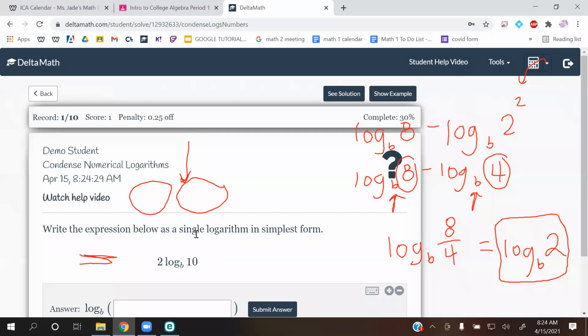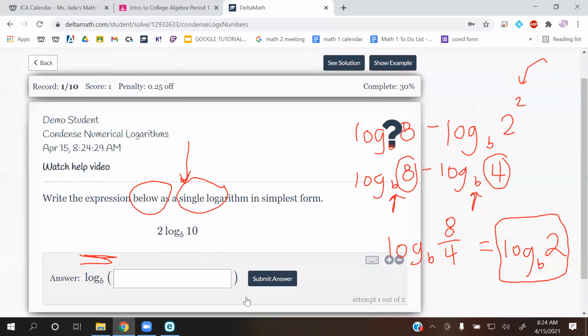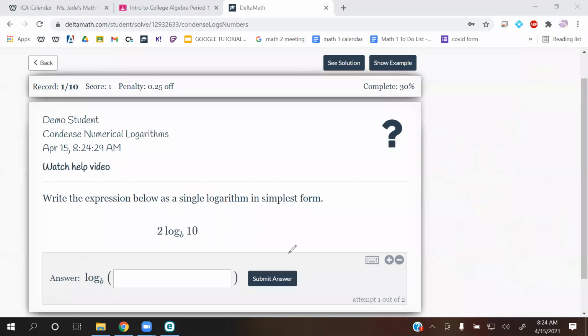Okay, let's do 4 more just because. Okay, so this one's more simple, more straightforward. So we have simply just 2 times log base b of 10. And when you have this 2 in the front, that becomes your new exponent. So log base b of 10 squared. Okay, so what is 10 squared? That would be log base b of 100.